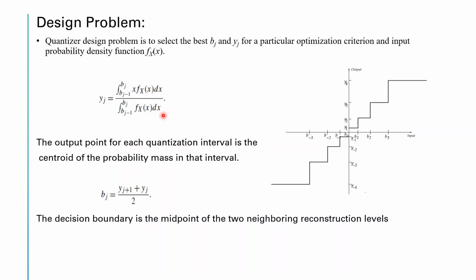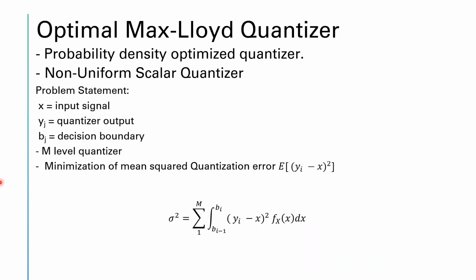It is the centroid of the probability mass in the interval b(j-1) to bj, and bj is determined based on yj and y(j+1). Now this is the midpoint of the reconstruction level and the neighboring reconstruction level. So we go for the optimal Max-Lloyd quantizer design, where x is the input signal, yj is the quantizer output, bj is the decision boundary, and m is the number of quantizer levels.